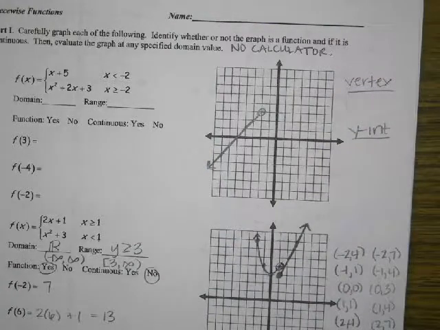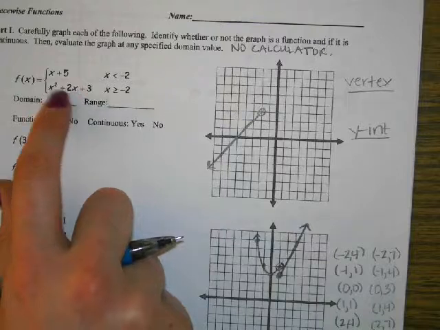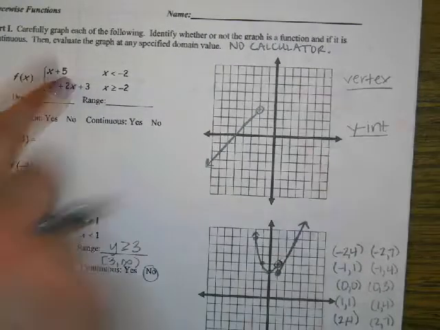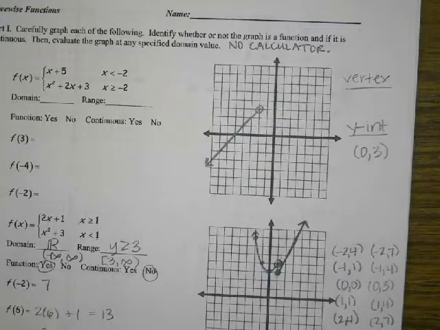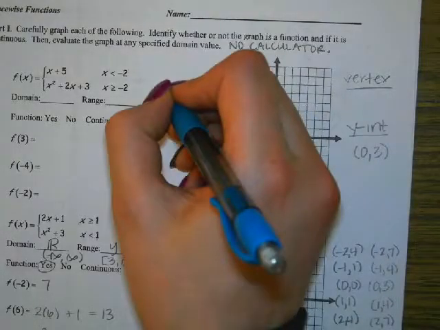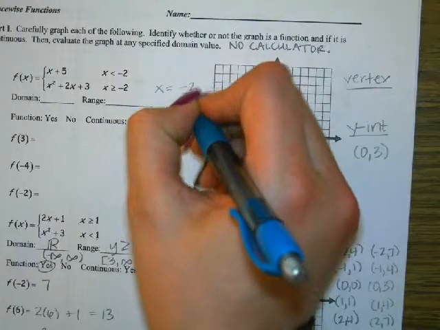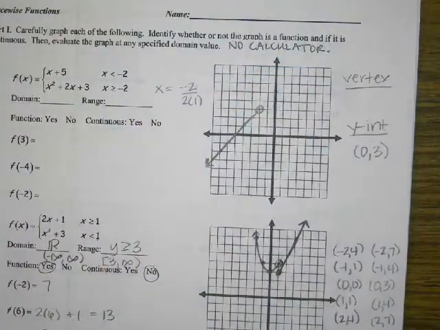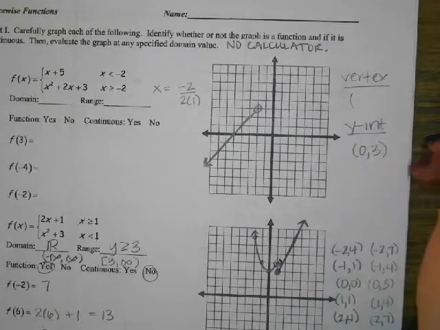Does anyone know the y-intercept, just looking at it? It's 3. Yeah, you think about plugging zeros in for the x's, which would make both of them disappear. We got the point 0, 3. And then, do you guys remember how to find the x coordinate of the vertex? So negative 2 over 2 times 1, that's negative b over 2a. And so what is the x coordinate of our vertex?